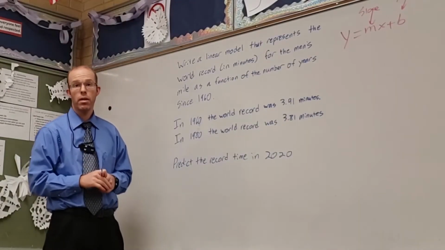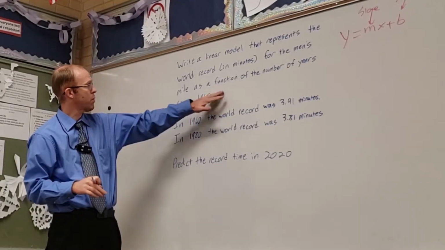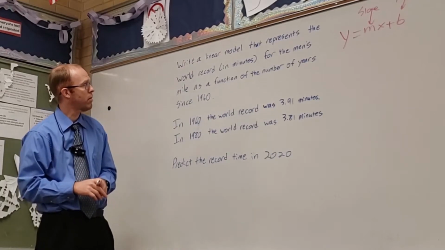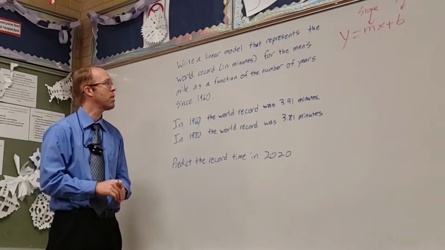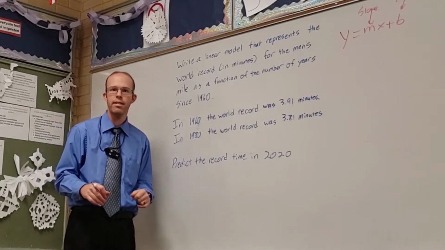Today we're going to go over a couple of story problems. Our first one right here is to write a linear model that represents the world record in minutes for the men's mile as a function of the number of years since 1960.